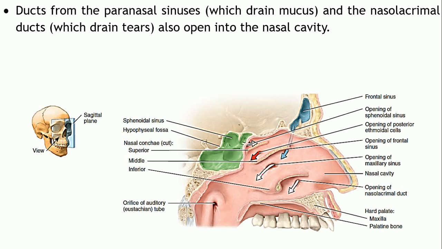Okay. Now, apart from this, there are several ducts which also open into the nasal cavity. You all must have come across this particular picture when you have studied your skeletal system. There are certain ducts which open into the nasal cavity and they secrete certain secretions. So, there are paranasal sinuses, which will drain the mucus, and the nasolacrimal ducts which will drain the tears into the nasal cavity.